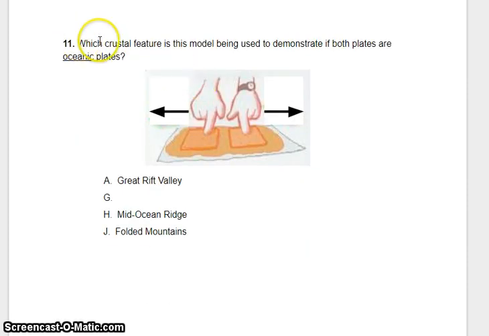Number 11. Which crustal feature is this model being used to demonstrate if both plates are oceanic plates? It's moving that direction, moving that direction. Is it A, Great Rift Valley, H, Mid-Ocean Ridge, J, Folded Mountains?